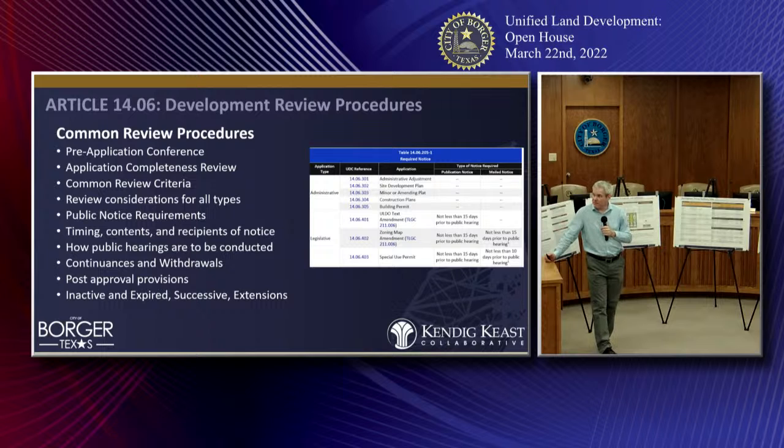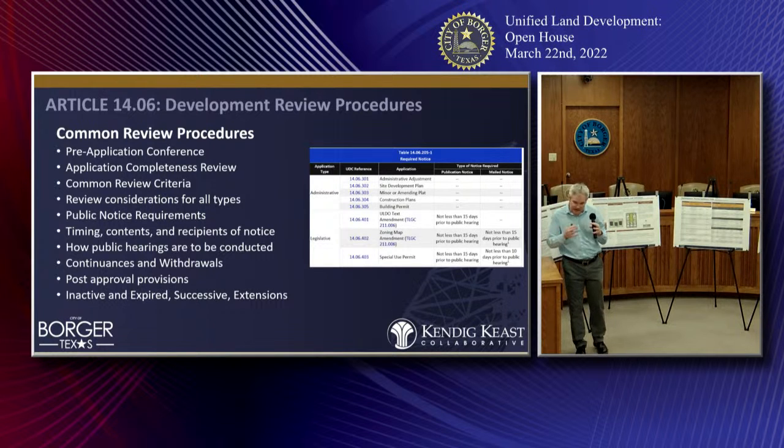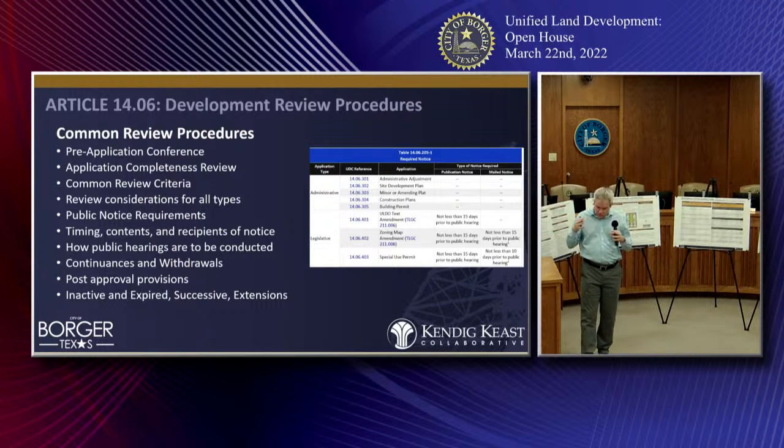There's a set of common review procedures that I probably won't go into too much, but it consolidates procedural elements instead of having them a little more scattered like would have been in an older code like your current one. It puts them all in one place so that it's, we think, easier to understand what requests require a public hearing, what requests require a recommendation by one group of people and then a decision by another group of people, things of that nature.